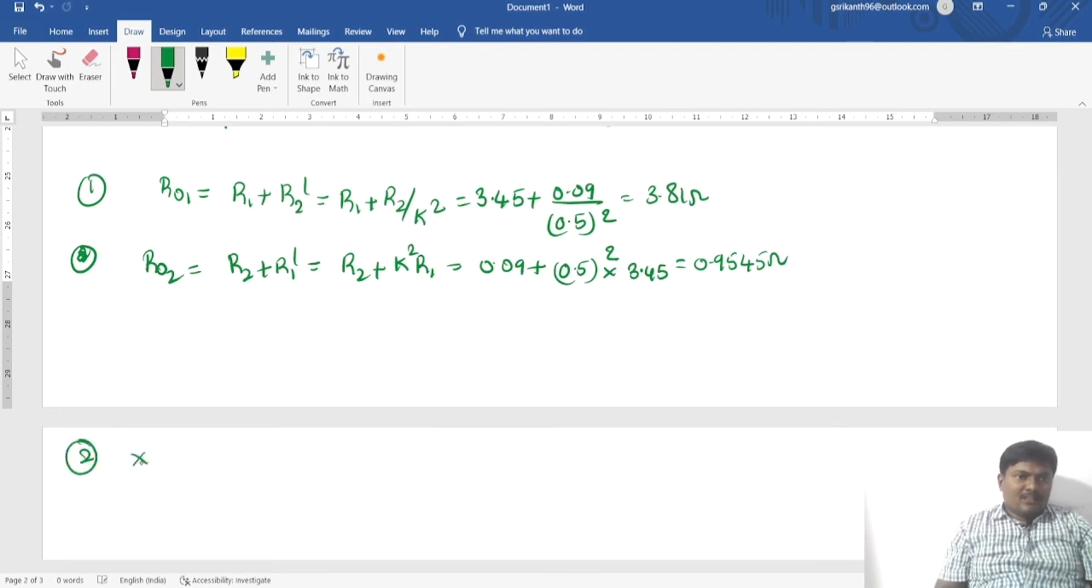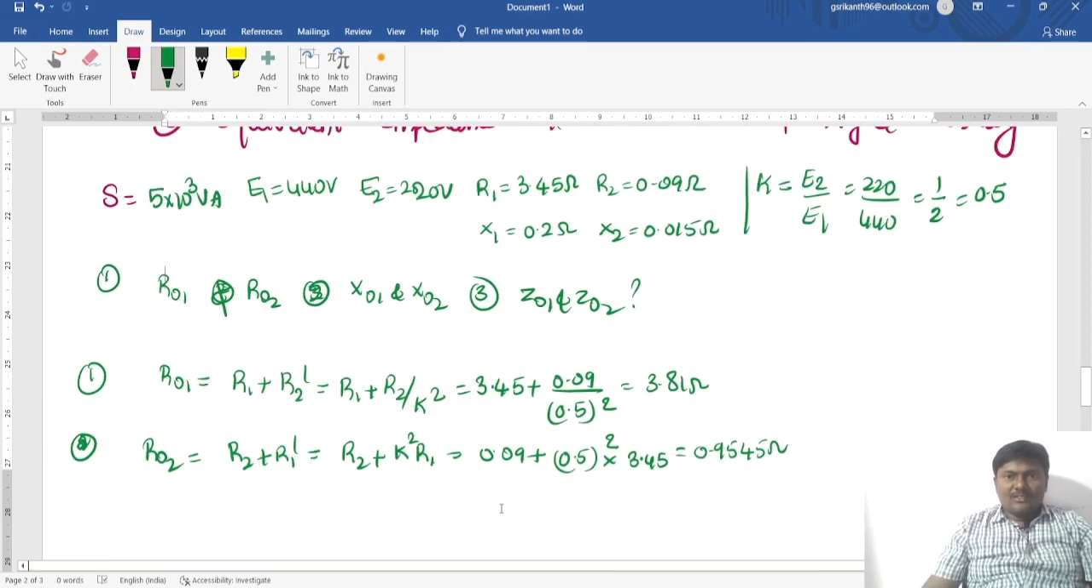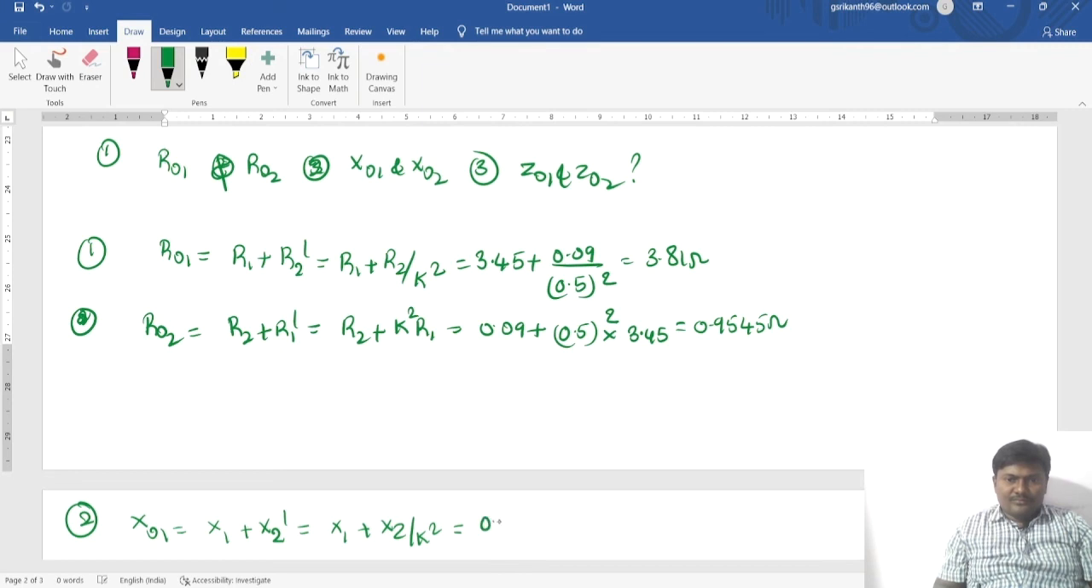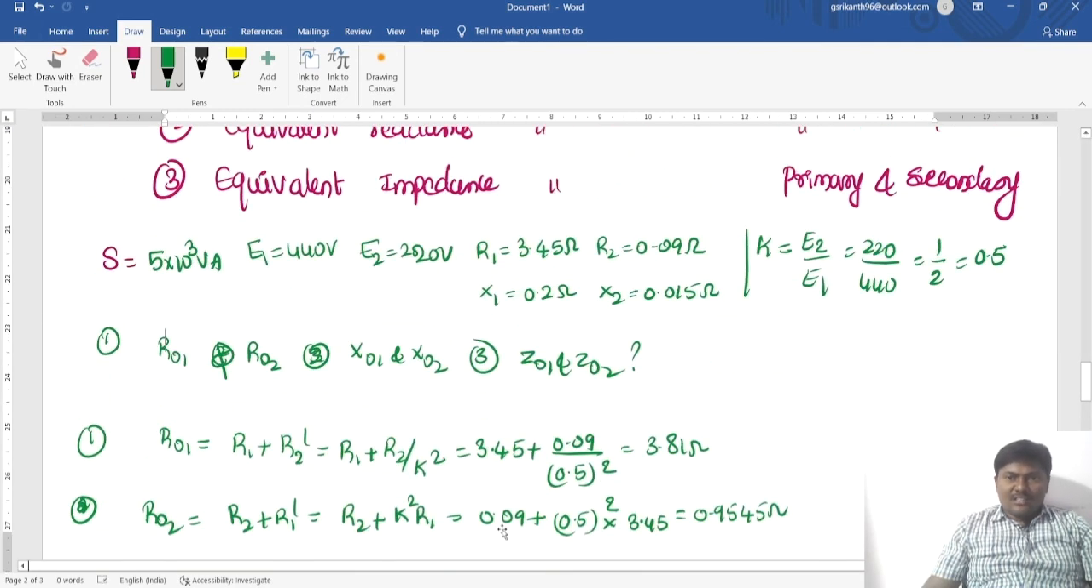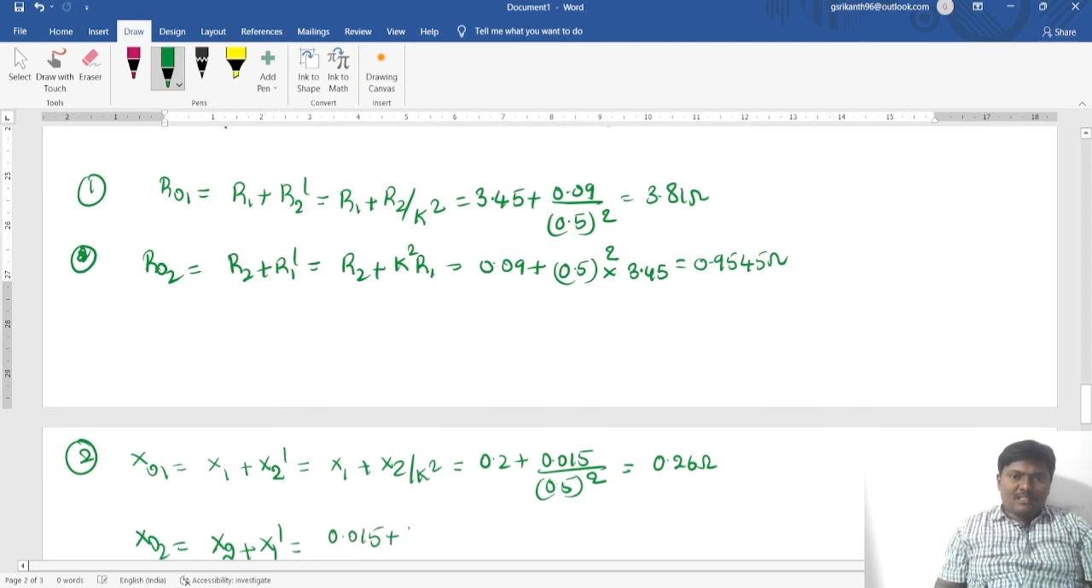And X01 is equal to X1 plus X2 dash, X1 plus X2 by K square. This is the total leakage reactance when referred to primary. X1 is 0.2 plus 0.015 divided by 0.5 whole square. Solving in the calculator, I got 0.26 ohms. X02 is equal to X2 plus X1 dash, that is 0.015 plus K square times X1. The formula is 0.015 plus 0.5 square into 0.2. Then I got 0.065 ohms.